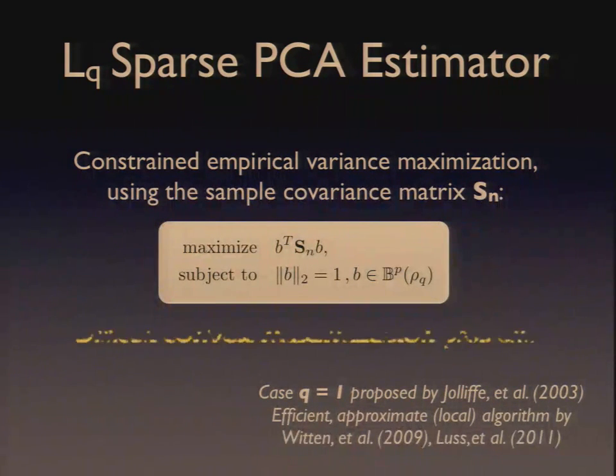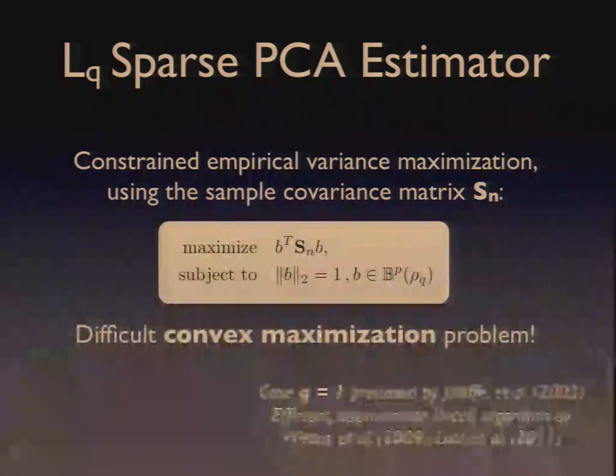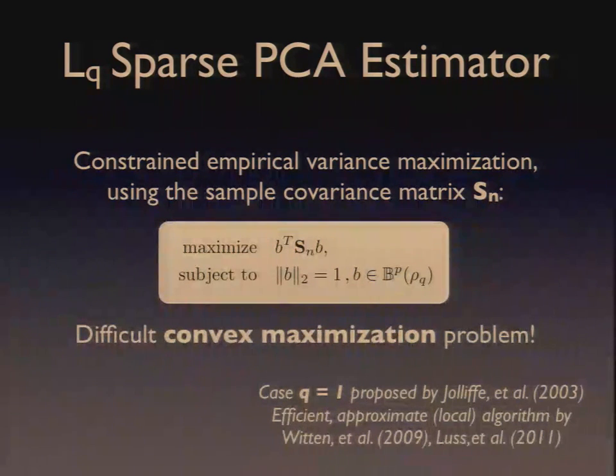All right, so in general, this optimization problem is actually very hard. It's a convex maximization problem. It's not a minimization problem. It's a maximization problem. So what that means is that there are potentially multiple local maxima, and so it can be very difficult to find a global maximum. But the analysis of this procedure is actually not too bad.